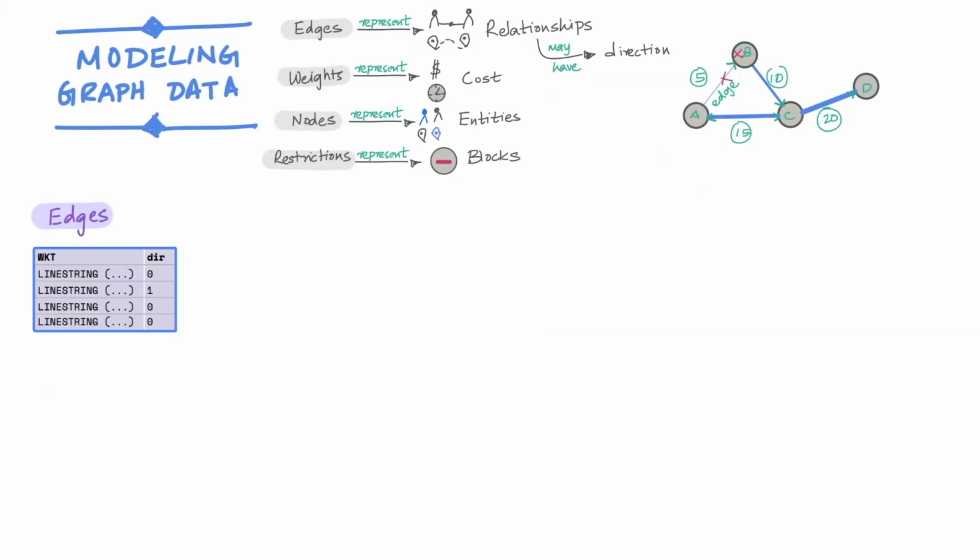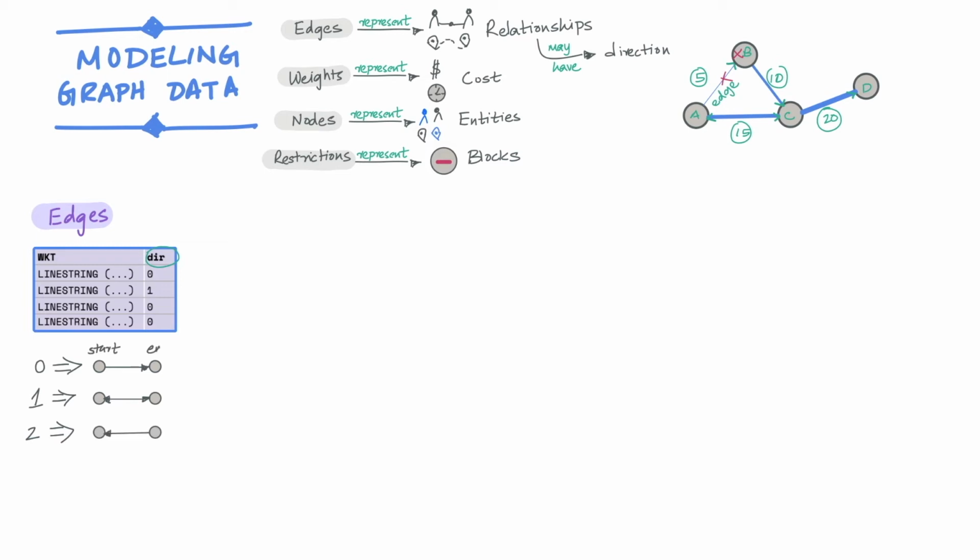Let's add some direction to this graph. In this new table, we have a direction column. Directions are set using an integer column that can take three possible values. 0, which allows traversal from the starting node to the end node for an edge. 1, which indicates a two-way edge that can be traversed in both directions. And 2, which indicates an edge that can only be traversed from the end node to the starting node.